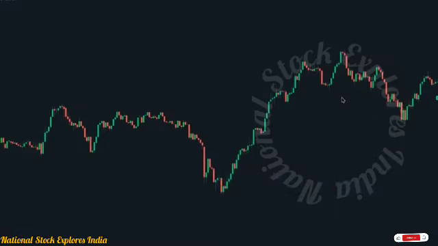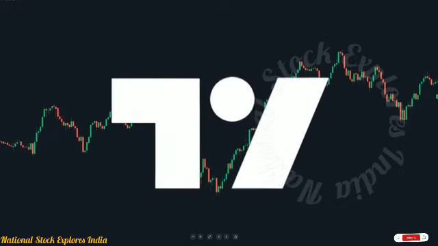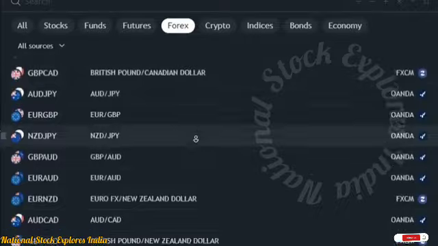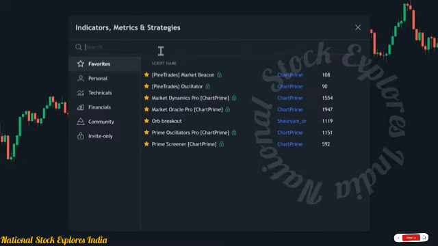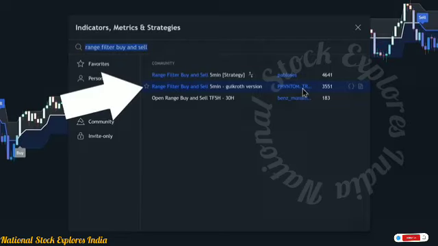Let's get into it. Now, to get started with this indicator, you want to go to TradingView, which is the trading platform that I'm going to be using. If you need to sign up, there's going to be a link in the video description for you to do that. Next, you want to load any trading security that you like in any time frame. For me, I'm going to be using the 5-minute time frame of GBP JPY. And then you want to click on indicators and type in range filter buy and sell. And you want to select this one by this TradingView user.